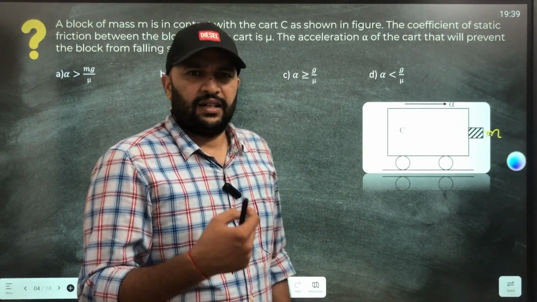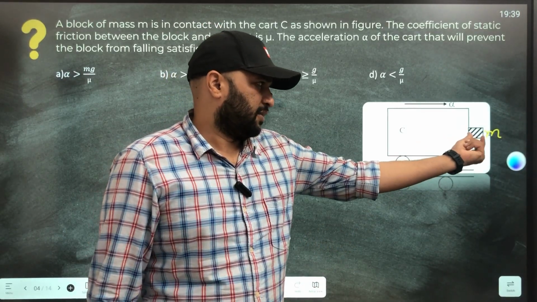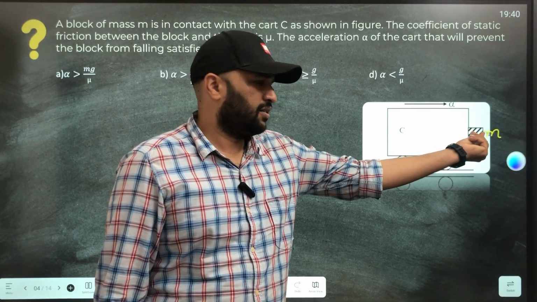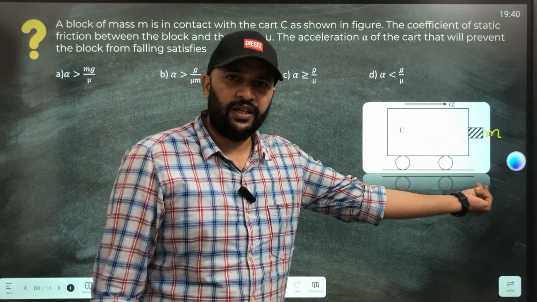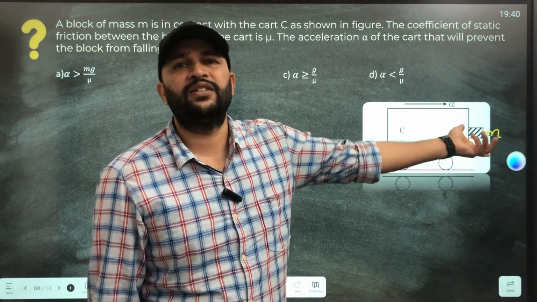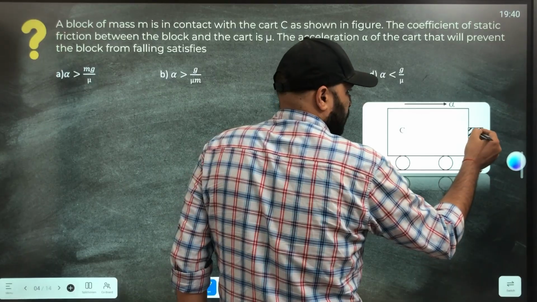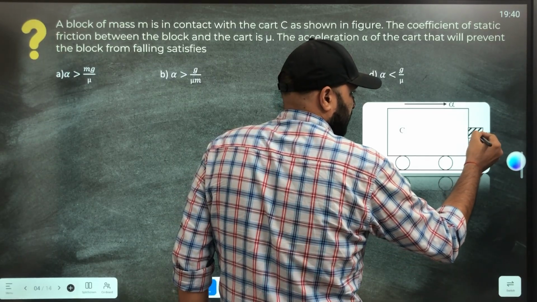Let's understand it somewhat like a real life experience. If this is a block and this is a cart, okay, there is a natural tendency for this block to fall down, right? Why is it falling down? Because of its own weight, right? And what is the weight? Mg. So let me just draw a diagram over here so that you will be clear with this thing.